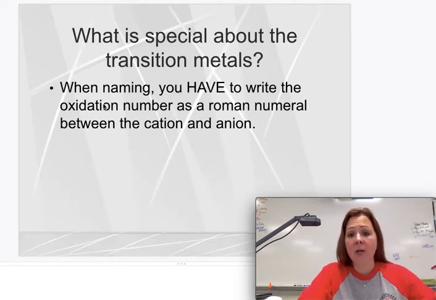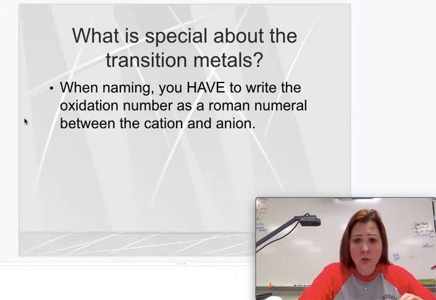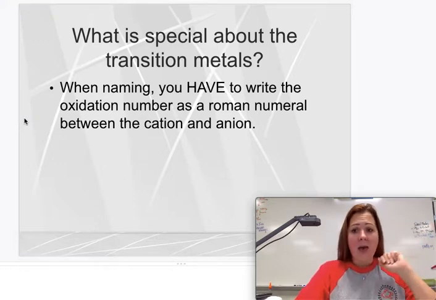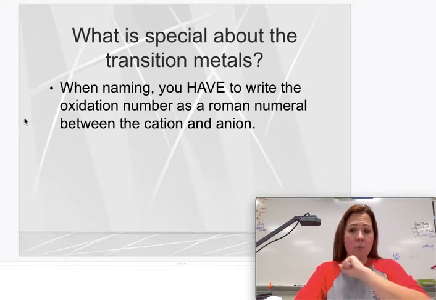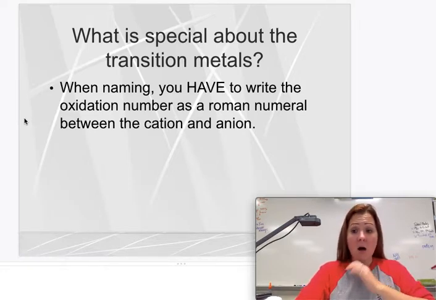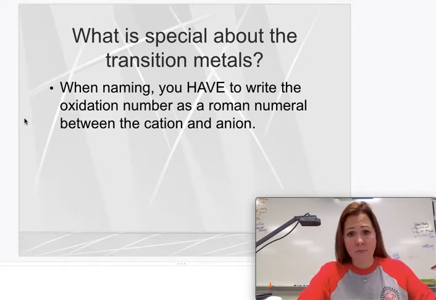So when we're looking at the nomenclature here, you're going to put your cation. After you put your cation, then you're going to put a Roman numeral in the middle, and then after your Roman numeral, you're going to write your anion. Otherwise, it's identical to what we did before.